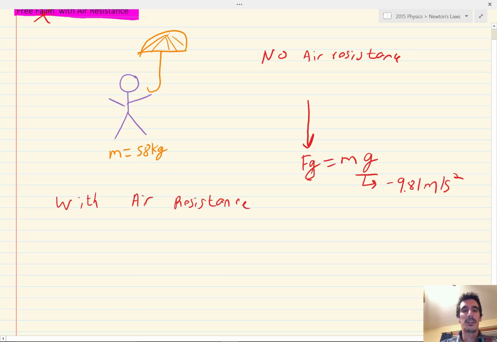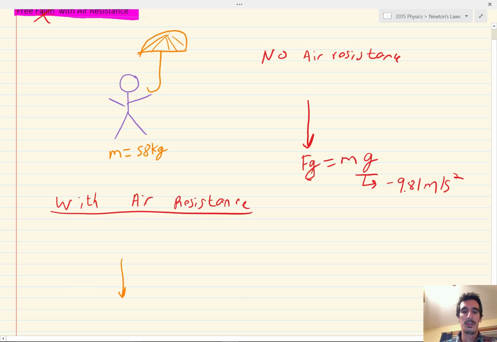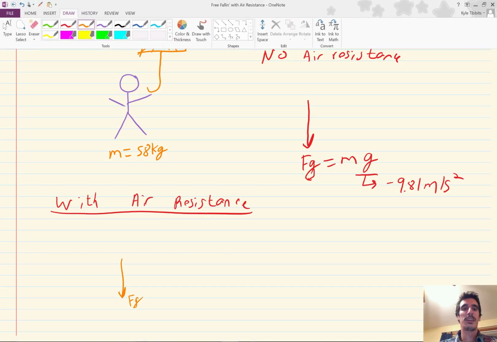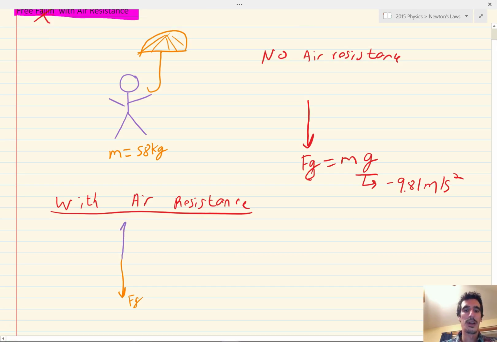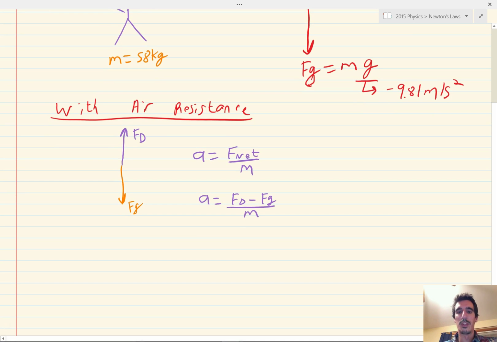Now we have two forces acting on her. We still have gravity going down, F sub g, and the upward force acting on her would be the force of drag, F sub d. So let's use Newton's second law to look at the net force. We've got a equals F net over m. The two forces are force of drag and force of gravity, so a equals Fd minus Fg over m. And let's multiply m by the other side, so we have ma equals Fd minus Fg.